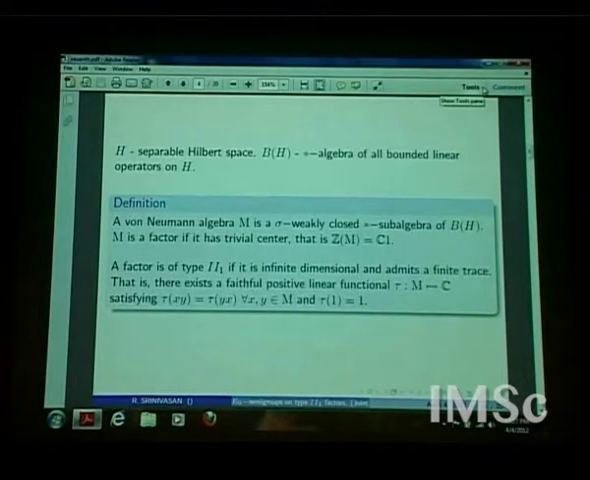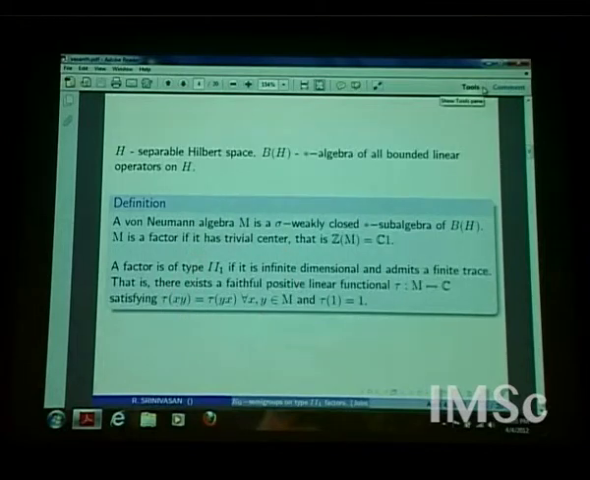A von Neumann algebra will always contain the identity and scalars. Of course the scalars commute with every operator, and if they are the only operators which commute with all of M, then we call it a factor.